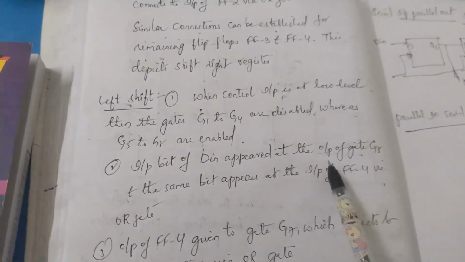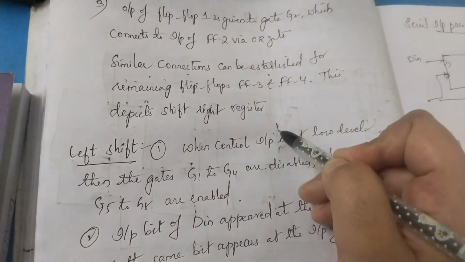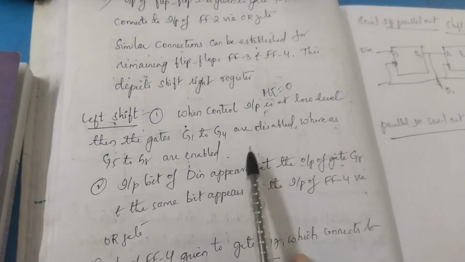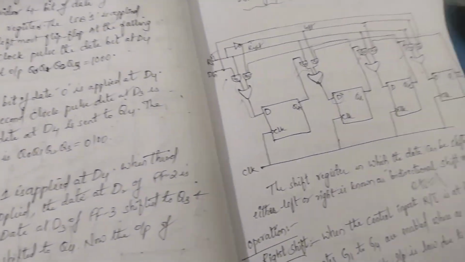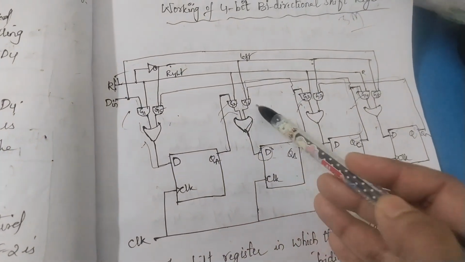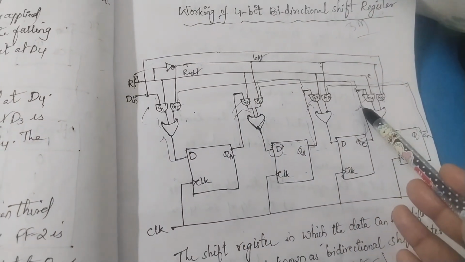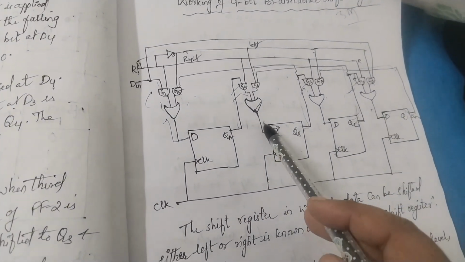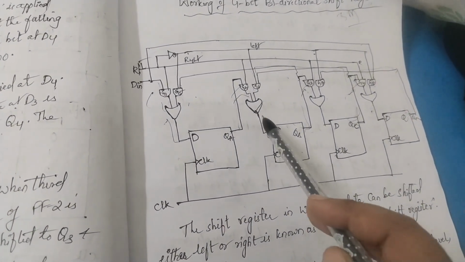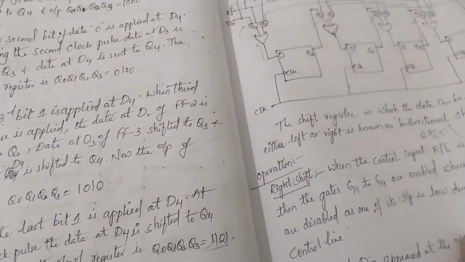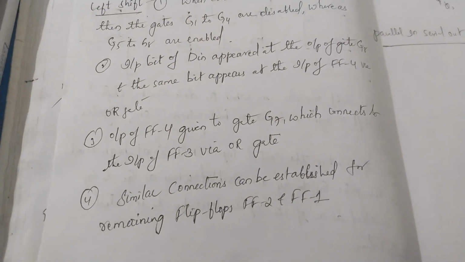Similarly, case 2, shift left register. What is the control input we have? R by L bar is equal to 0, and it behaves like a left shift register. Here, which gates are enabled? G5, G6, G7, G8 are enabled, whereas G1, G2, G3, G4 are disabled. The input is applied to the D flip-flop via the OR gate. In that manner, it behaves like a shift left register. Write these points, it will be enough.